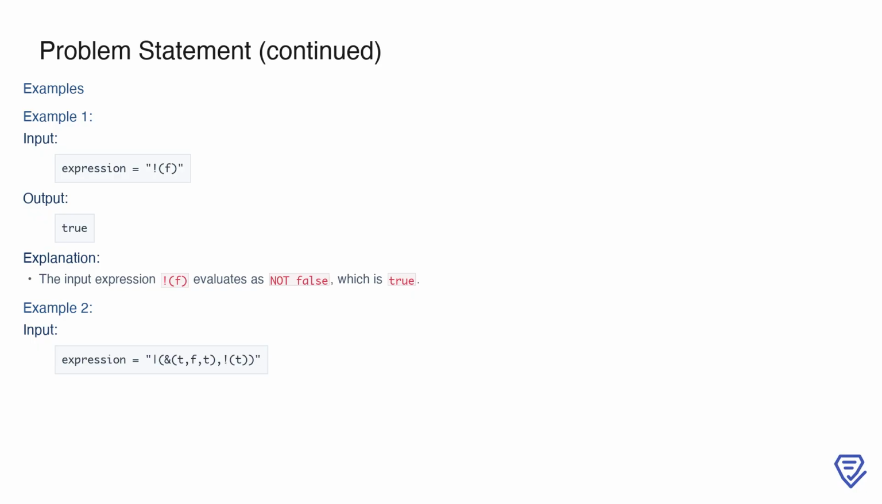In the second example, the input expression is |(&(t,f,t),!(t)). Here, we have both nested expressions and multiple operations. First, the inner expression &(t,f,t) involves an operation on the values true, false, and true. For and to evaluate to true, all the inputs must be true, but since one of them is false, the result of this is false.